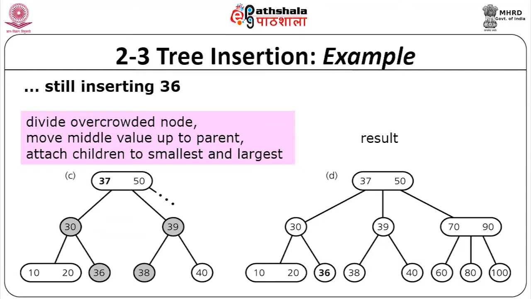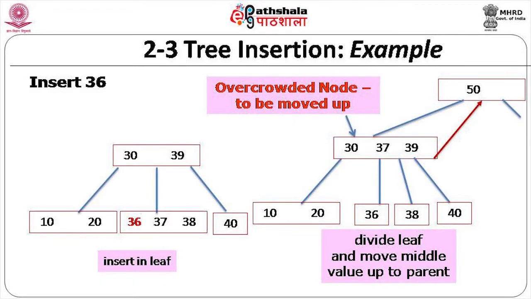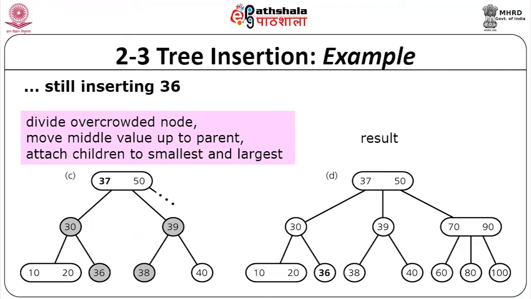So, now what happens? Please note here, you have 30, 37, 39. You split it as 30 on one side, 39 on one side, and 37 to the root, as in the 50. So, here you have the 36 attached to 30, and you have 37 moving up there. Now, that has no violation of property, because it already had only one value and 2 children. Now, you are making it have 2 values and 3 children, which is fine.